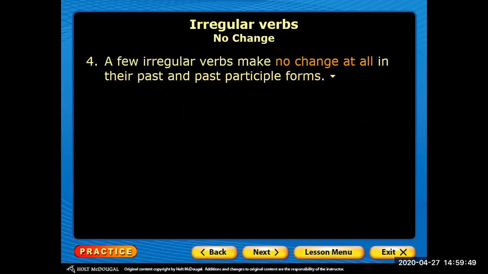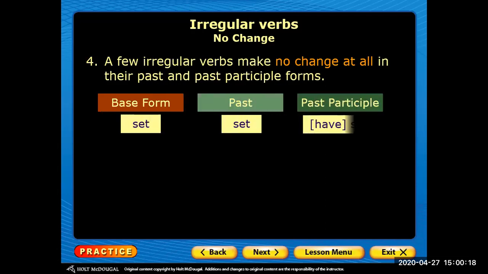Let's move on to my dear boy, Tamim. Tamim? Yes, Habibi. The fourth case of the changes that the verbs might undergo is that, can you read for us? A few irregular verbs make no change at all. So you don't change their past and past participle. Very good. A very famous example is the verb set, set, have or has or had set.